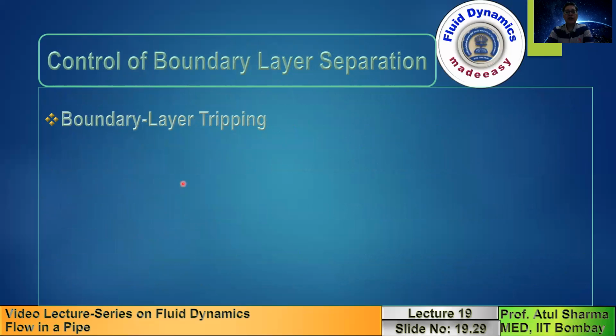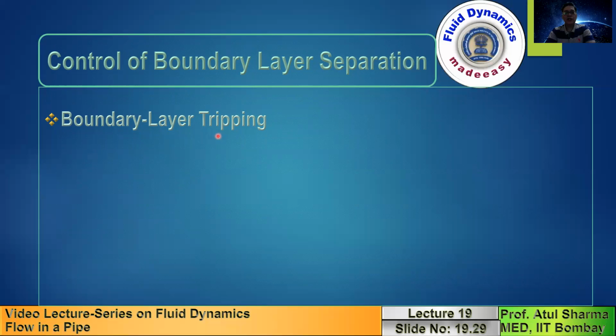Finally, I'll present certain techniques to control boundary layer separation, because boundary layer separation is undesirable as it causes a low pressure region at the surface. But under certain conditions, depending upon the application, we may want the flow separation to occur. So we have certain techniques to control boundary layer separation, either to suppress it or to initiate it. One of the techniques is called boundary layer tripping.